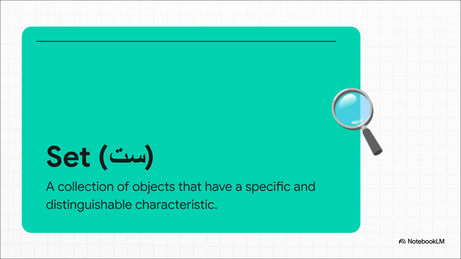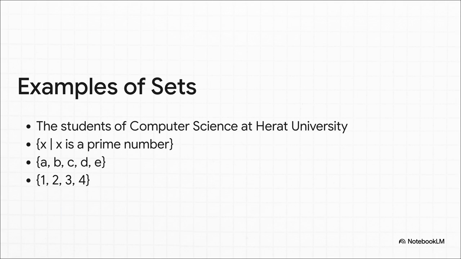The only rules are, 1, everything in the box has to be unique, no repeats. And 2, you need a crystal clear rule for what belongs inside. You have to be able to look at any object and say with 100% certainty, yep, that's in the set, or nope, that's out. And the cool thing is, a set can hold pretty much anything you can imagine.